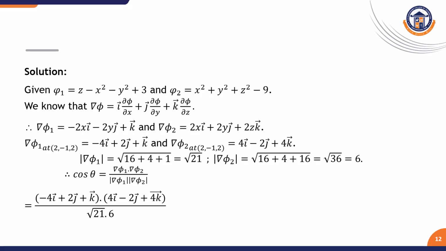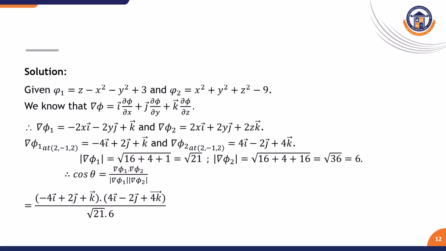We know the gradient formula, grad phi, del phi. So now we are going to find the same gradient for this surface and the second surface, denoted by del phi 1 and del phi 2. After finding del phi 1 and del phi 2, we substitute the point (2, -1, 2). Then we find modulus del phi 1 and modulus del phi 2. We are substituting all these values in the final formula.